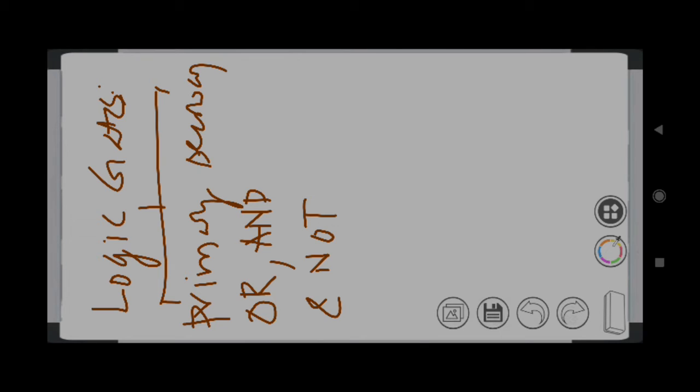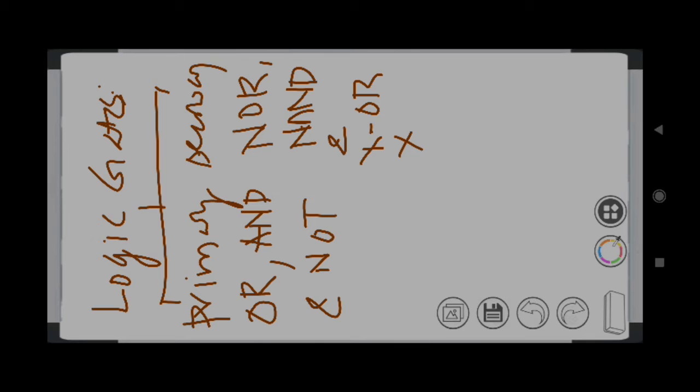Why? Because you can build the remaining logic gates like NOR, NAND, XOR, and XNOR. These are all secondary gates. You may build these gates based on these three fundamental logic gates. If you are able to construct the OR and NOT gates, then by making use of those circuits, you may construct the secondary logic gate circuits.